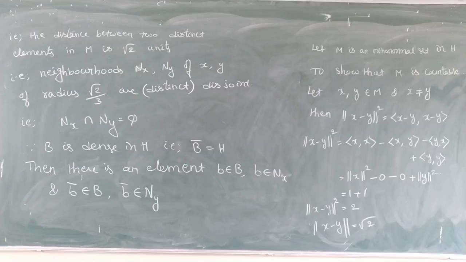So what is our aim here? M is countable. We can show this by showing that the condition is reversed. Meaning to say, if possible, suppose that M is uncountable. Uncountable means to say it has many elements.